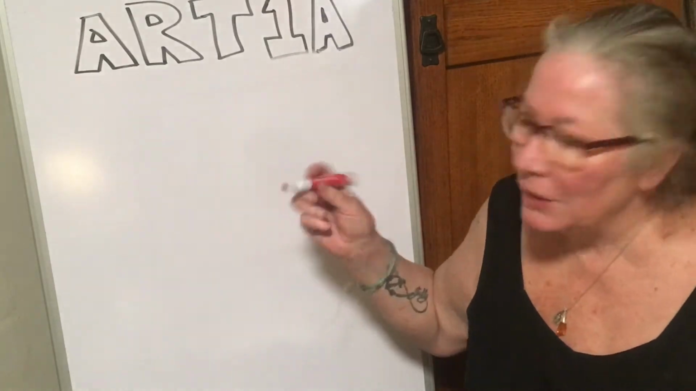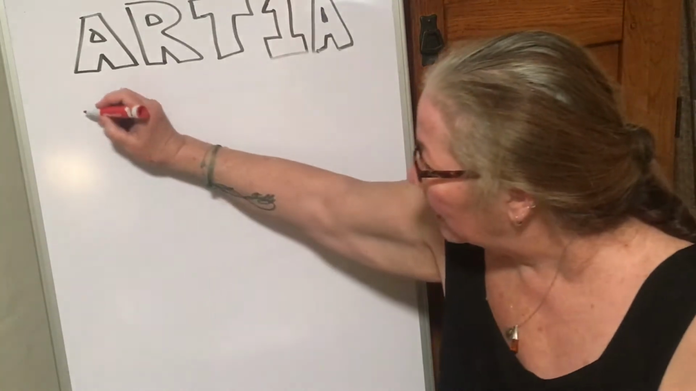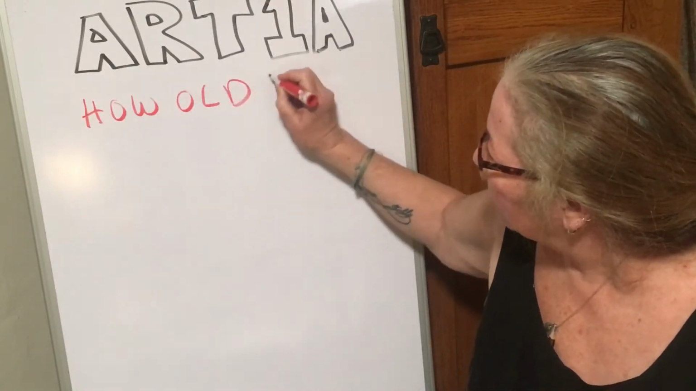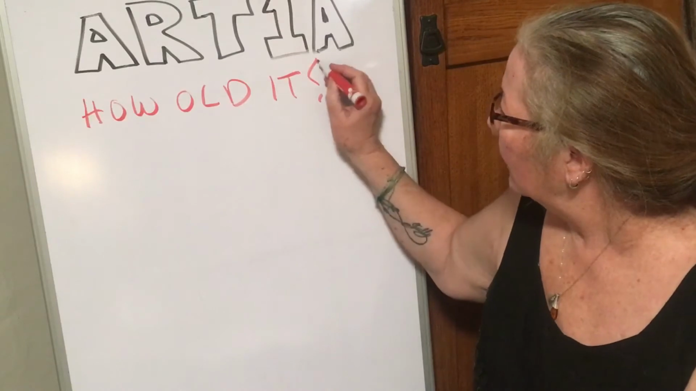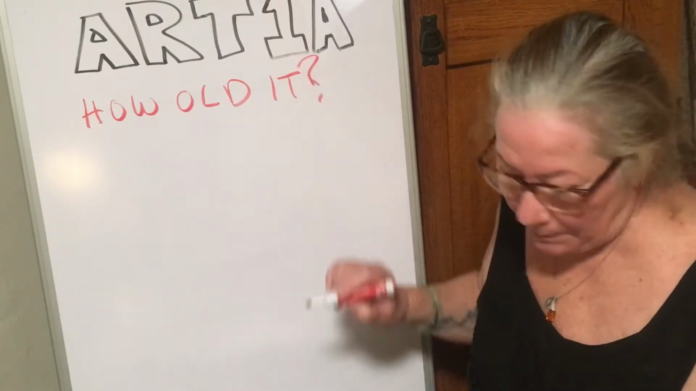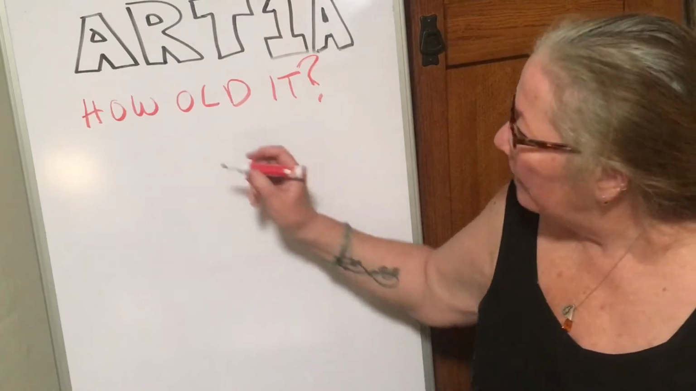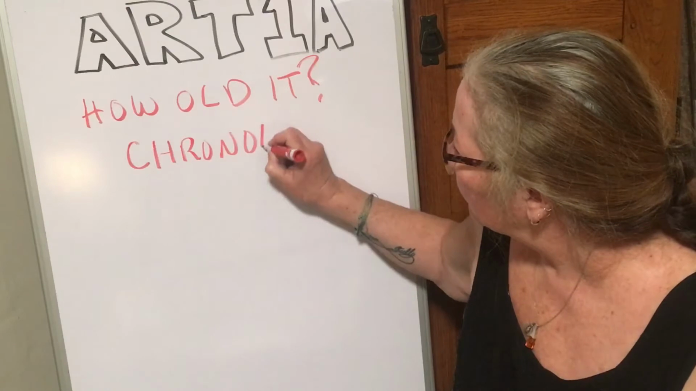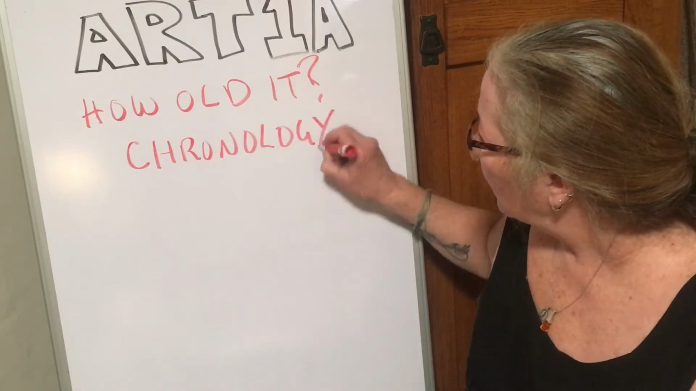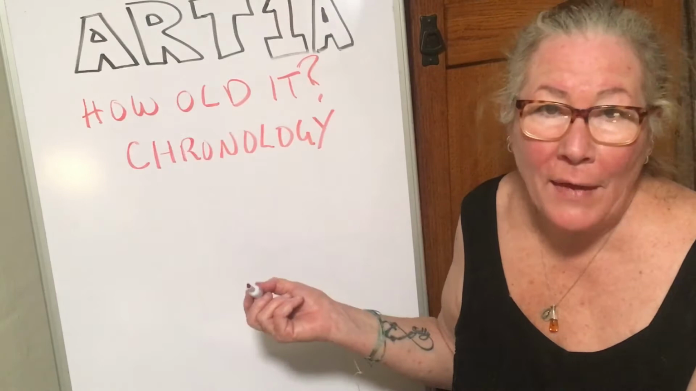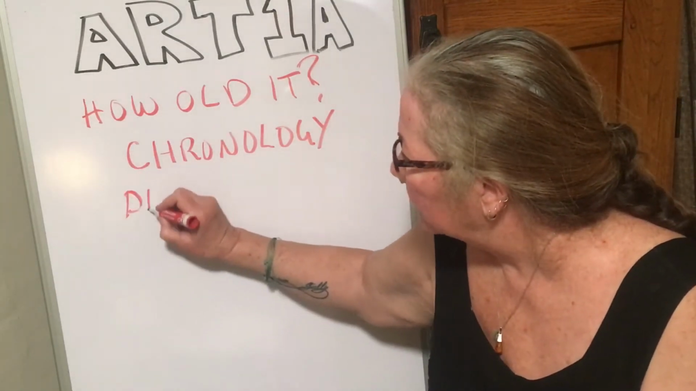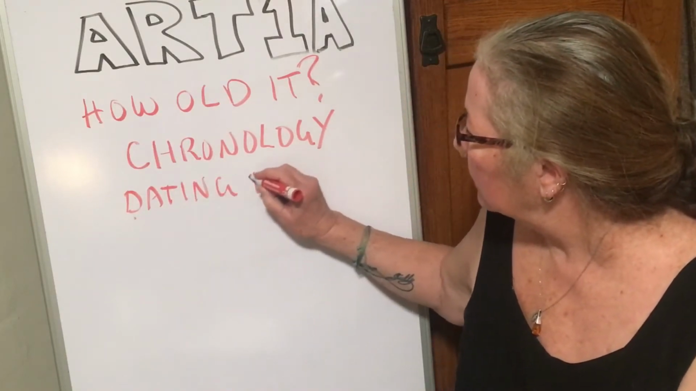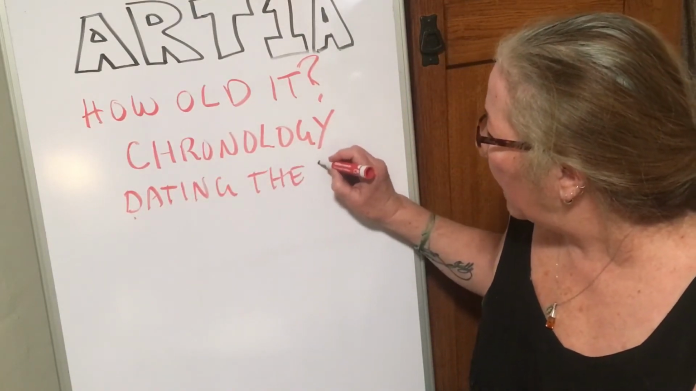So one of the first questions that art historians ask is, and it's a real easy one, how old is it? So how old is that piece of art? All right, this is kind of a basic first step. Where did it come from? And so the first step is this. It's called chronology. And all that means is we're dating the object, dating the work of art. So we're finding out when it was made.